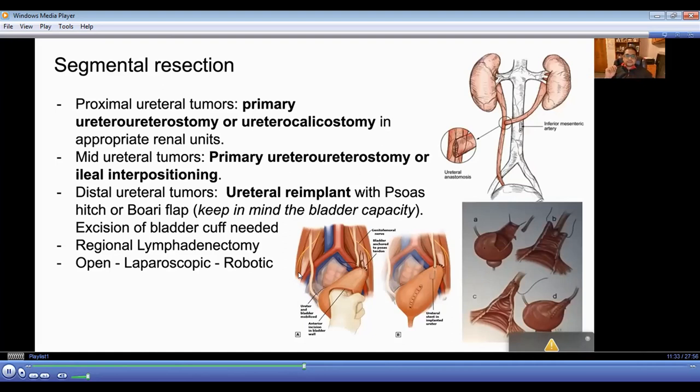If you are looking at distal ureteral tumors, ureteral reimplant with either psoas hitch or Boari flap, and keep in mind the bladder capacity for Boari, can be employed to remove the diseased part and salvage the system altogether. Remember to do an excision of the bladder cuff when you do the distal ureterectomy. Regional lymphadenectomy is recommended for patients who are undergoing these procedures, and they can be performed open, laparoscopically, or robotically.